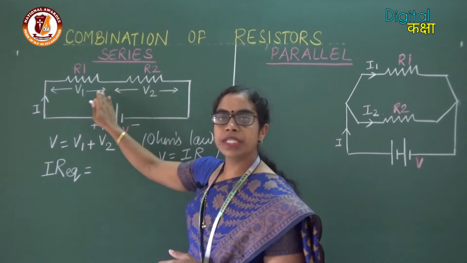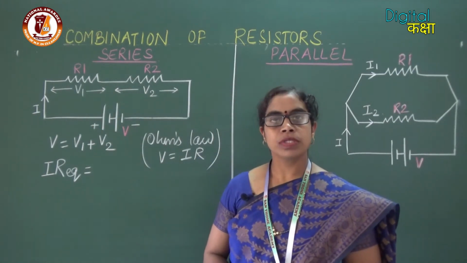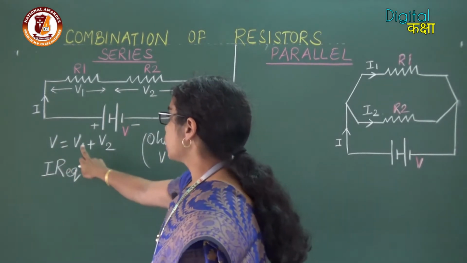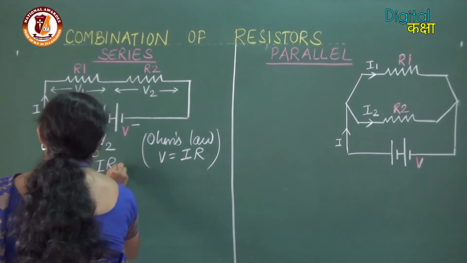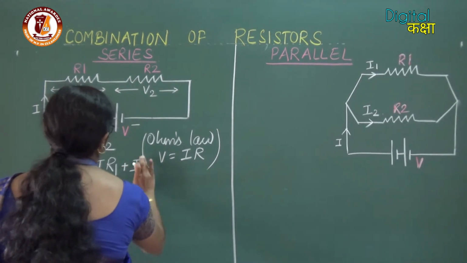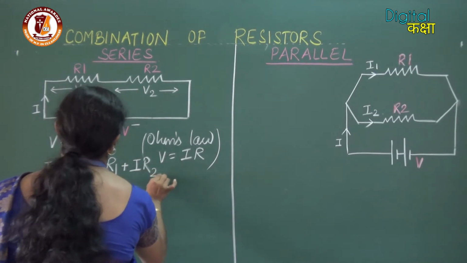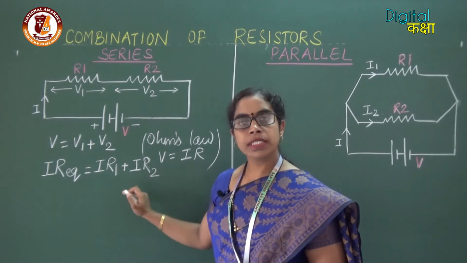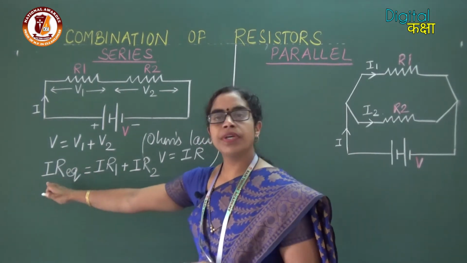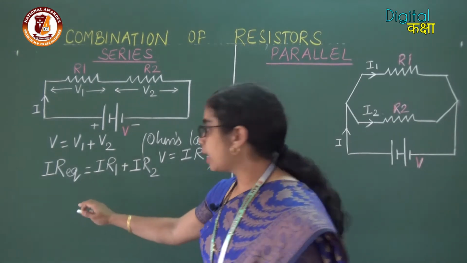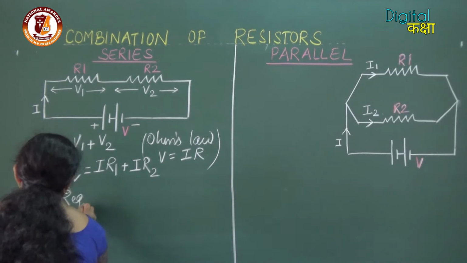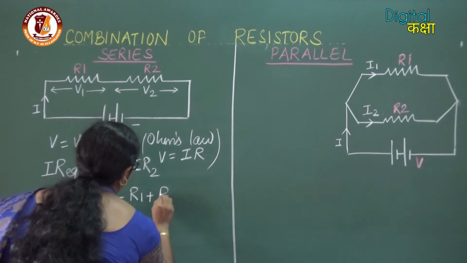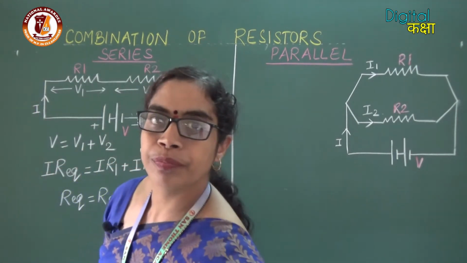Because of the series combination, both resistors receive the same value of current, that is I. So V1 will be replaced by I R1 and V2 can be written as I into R2. When I is taken common from the RHS, it cancels with the I on the LHS, and this way the formula for R equivalent, which can also be written as Rs, is obtained as R1 plus R2.